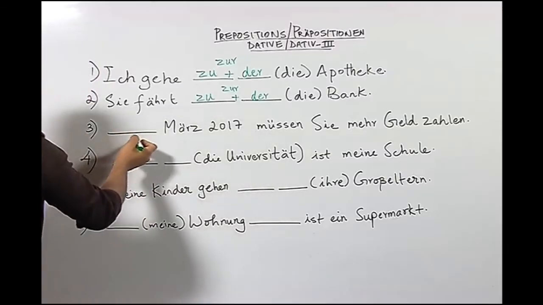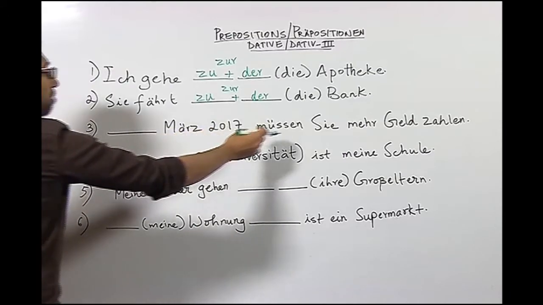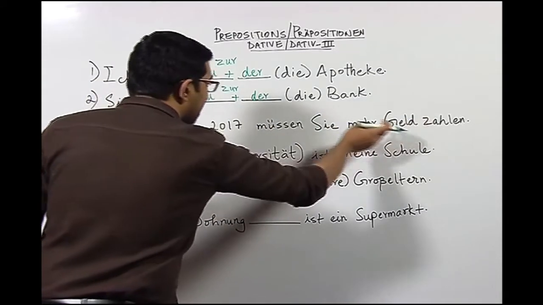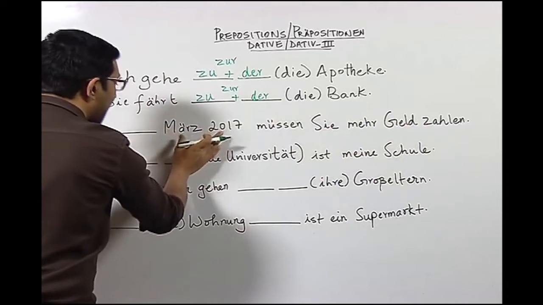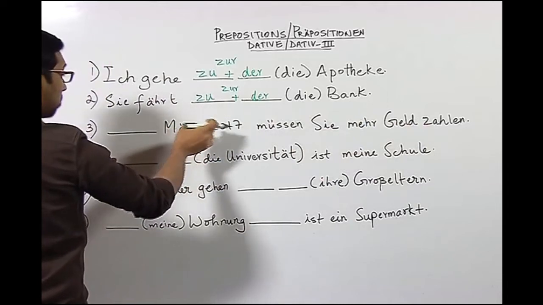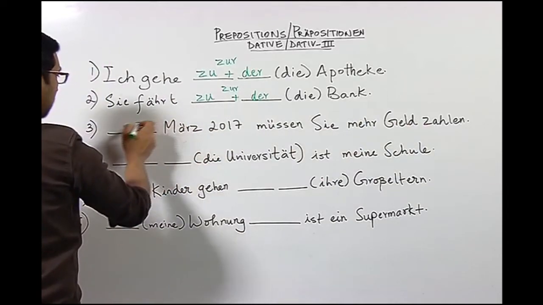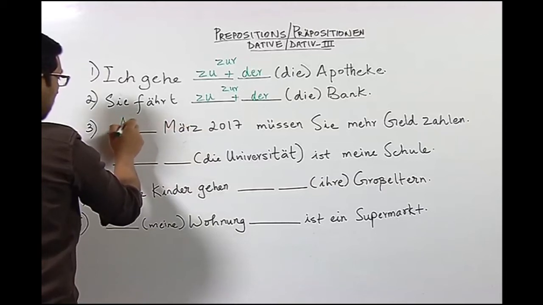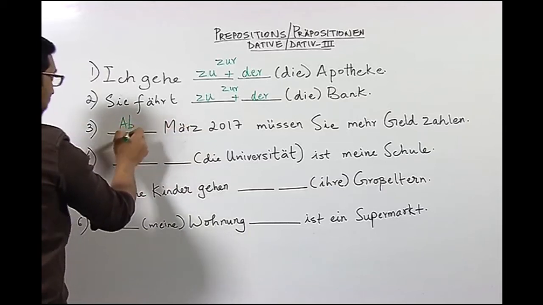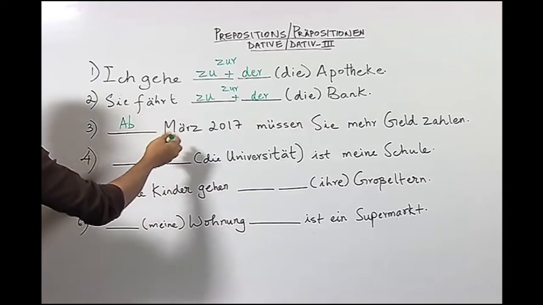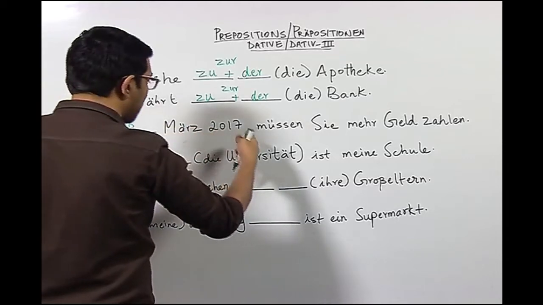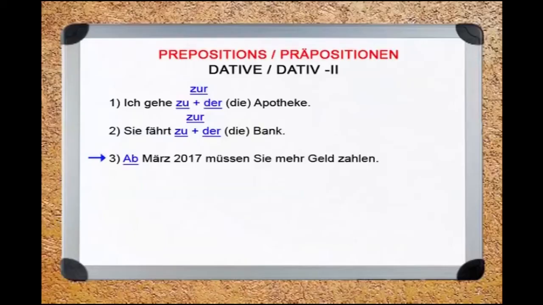In sentence number 3, "März 2017 müssen Sie mehr Geld zahlen." Now, this is a time aspect, as you can see, March 2017. For that we use the preposition ab, which shows that something would start happening and continue to happen.